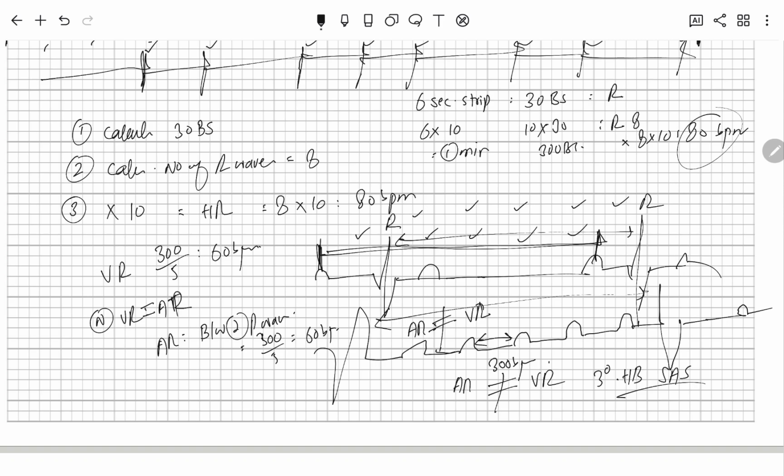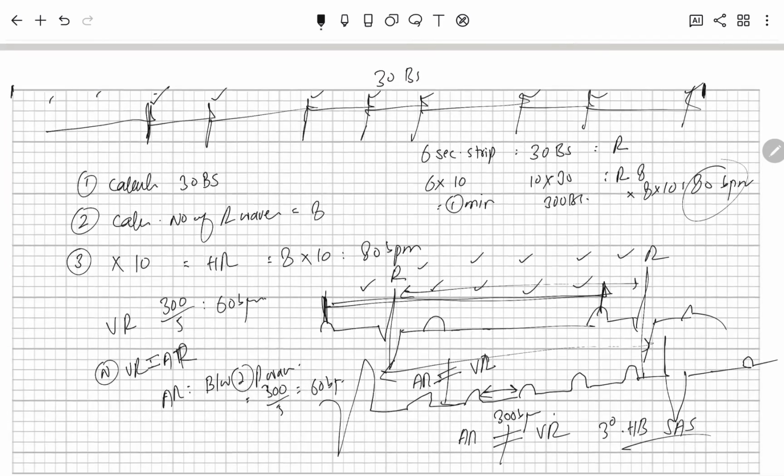In the next video I'm going to talk about axis. We have various methods of calculating axis. One is a simple method, that is the thumb method, and then there is another, a bit more accurate method, that is called the isoelectric method. I'm going to talk about both of those in the next video. So that's all for today.